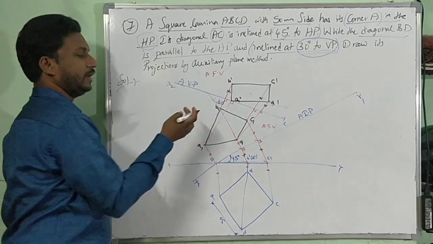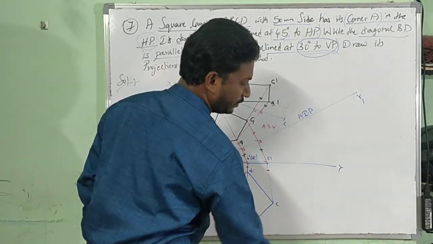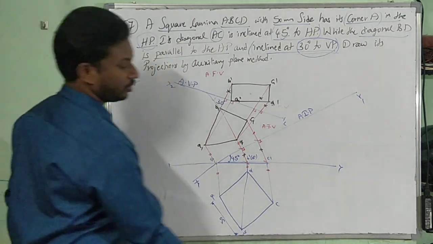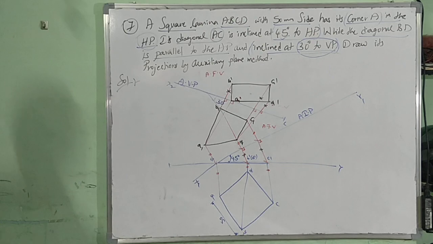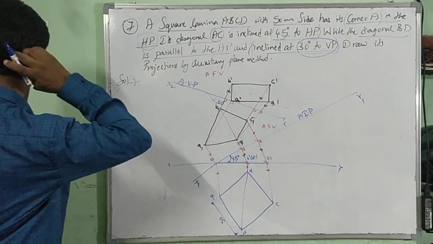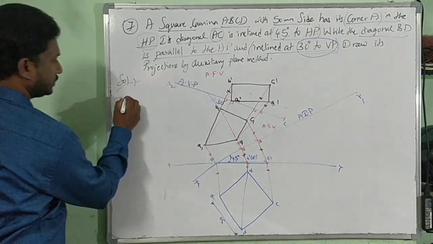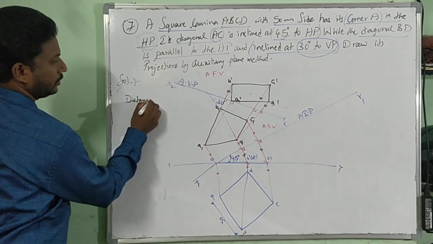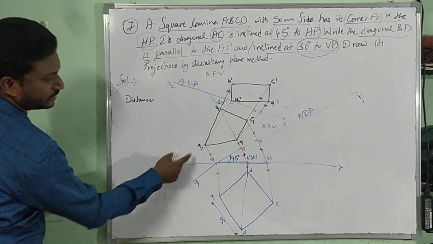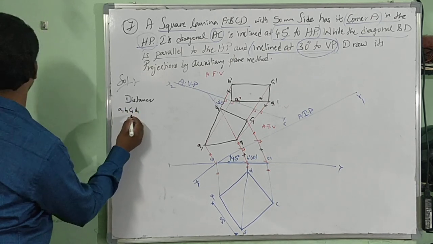Auxiliary front view, final dimensional length. See, nothing we have done very special, but the distances which you have drawn play a major role. What distances you have drawn, you are supposed to remember here. Writing distances, look at this. Distances are important, right? For the first distance, what is this shape? A1, B1, C1, D1, right?